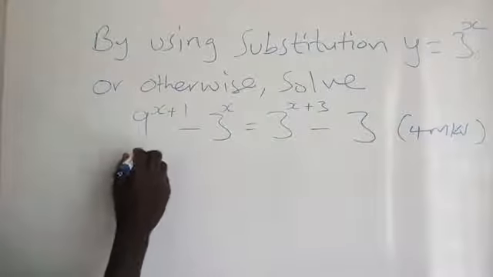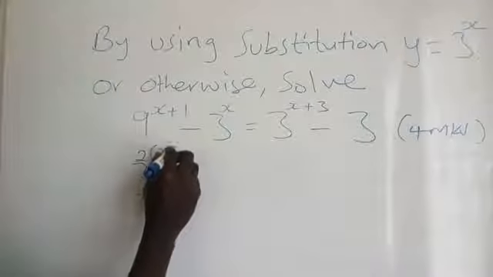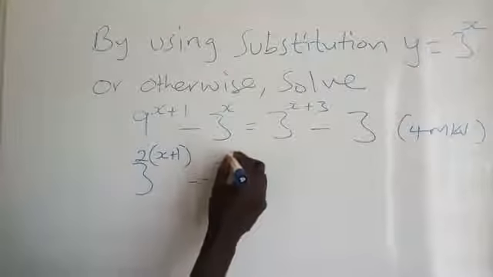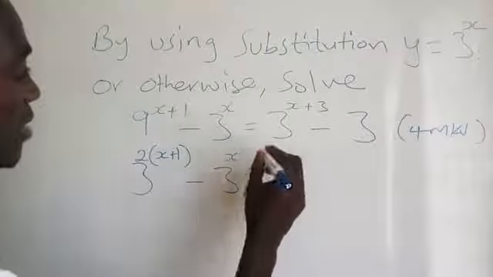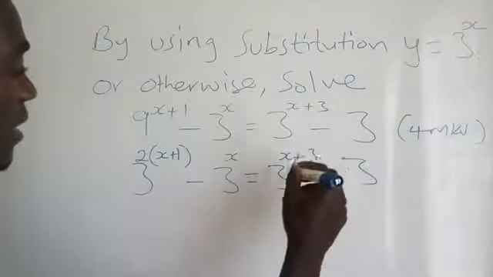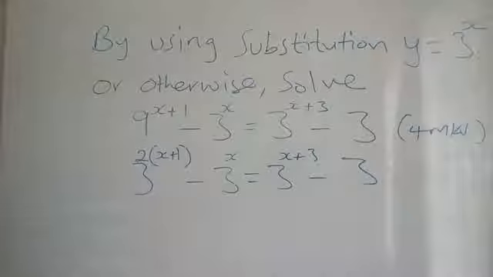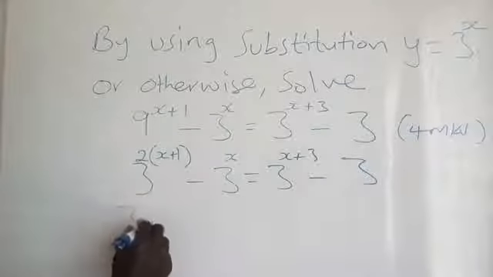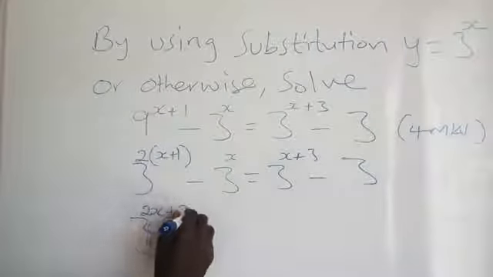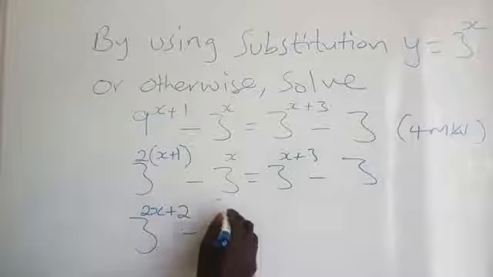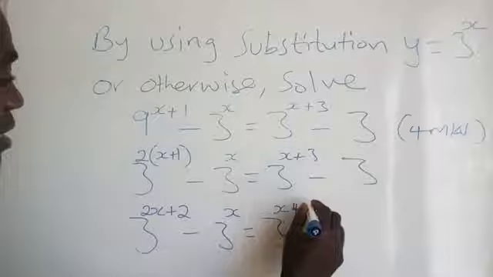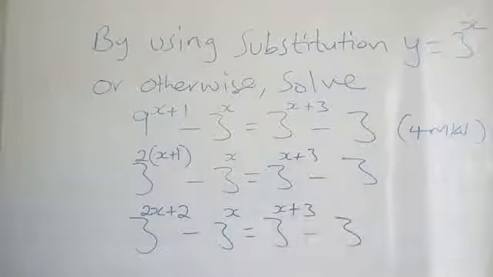9 is 3 to the power of 2, so we have 3 to the power of 2, x plus 1 minus 3 to the power of x, which is equivalent to 3x plus 3 minus 3. The next step is to open the brackets, so that is 3, 2 power x plus 2 times 1 is 2, minus 3 to the power of x is equal to 3x plus 3 minus 3.